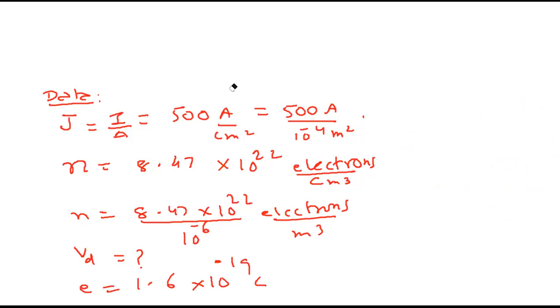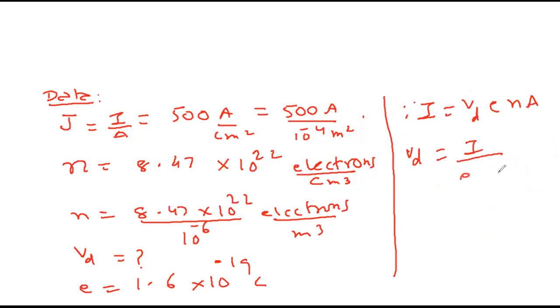VD is equal to J by nE. Okay. And if you don't remember, you can remember it like this: current I is V n A. From this we can get drift velocity, I upon e n A. That means J upon ne. I upon A is J. J is 500 upon 10 raised to minus 4.